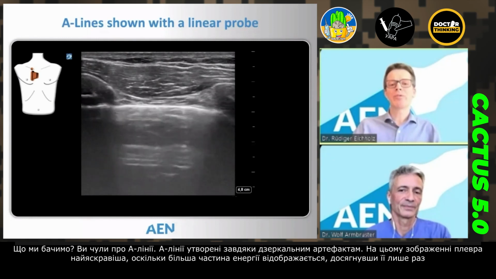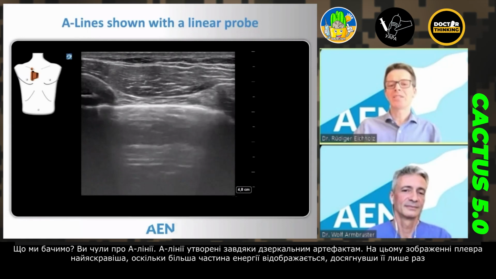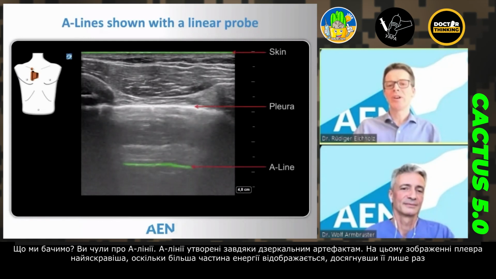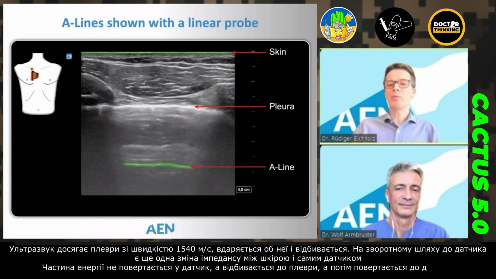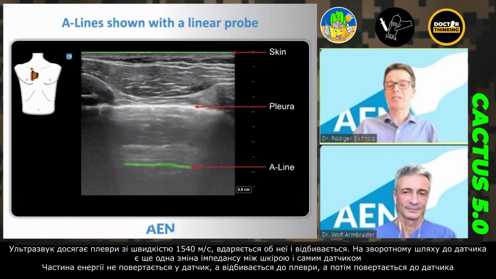So you might have heard of a term that is called the A-lines. And A-lines are just artifacts that develop as mirror artifacts. So you see the skin with S and the P like the pleura. The pleura is the brightest section in this image because this is the mirror plane where most of the energy gets reflected right away by hitting it only one time. So the sound travels through the tissue with 1540 meters per second, hits the pleura and gets reflected.